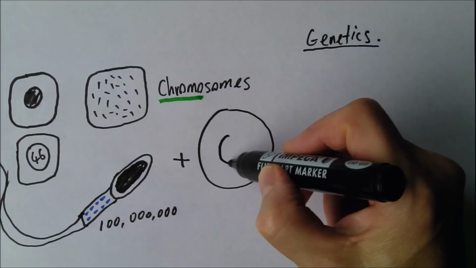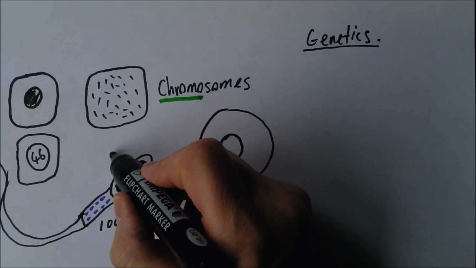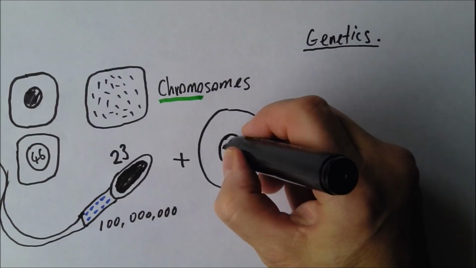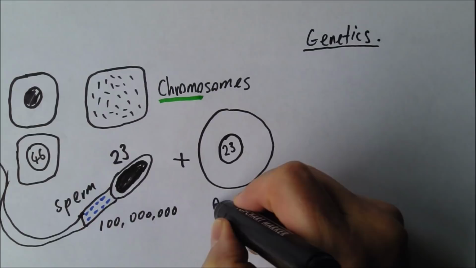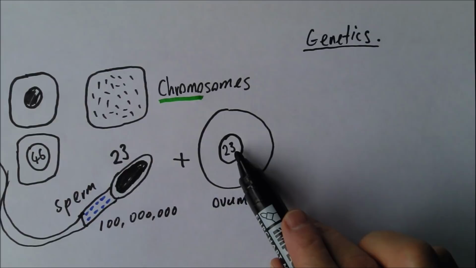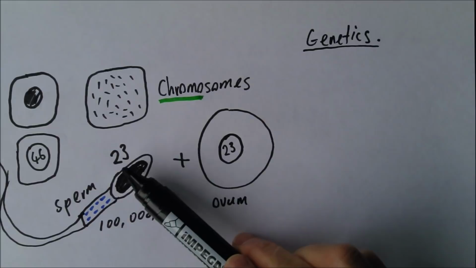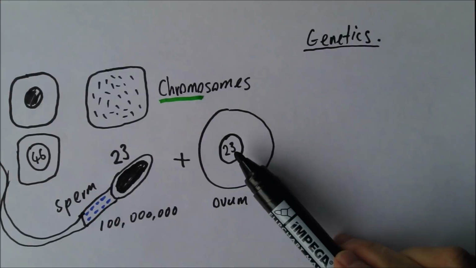And the key thing is that the sperm cells contain 23 chromosomes and the ovum. So that's the sperm. This is the ovum. 23 chromosomes from the sperm, 23 chromosomes from the ovum. But of course, it's not just any 23, it's one chromosome from each pair. And likewise, your mother provides you with one chromosome from each pair.